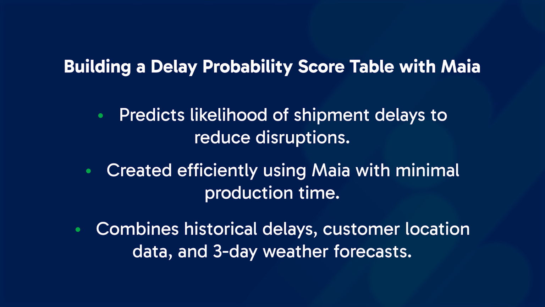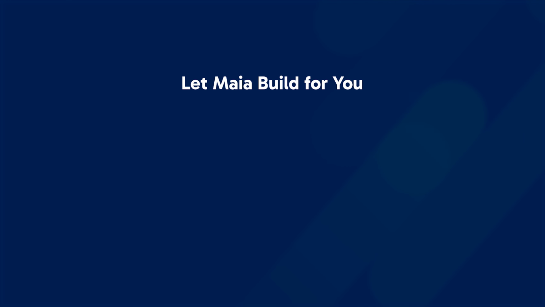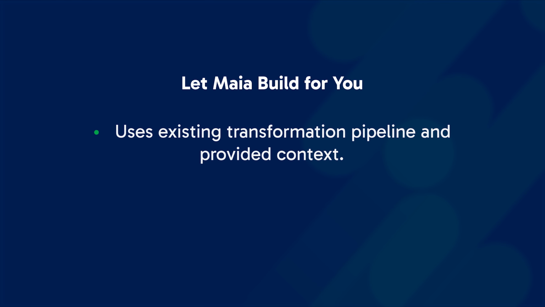To achieve this goal, we'll combine three key data sources we have already worked on. This includes historical shipment delays by weather, customer location data, and the 3-day weather forecast for each customer location. With just this context and the right instructions, Maia will build the probability table for us using the transformation pipeline we have already been working on.